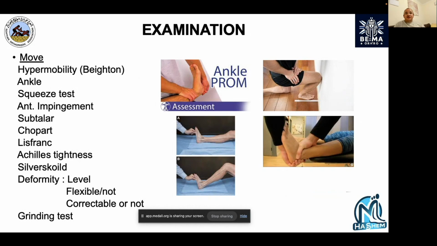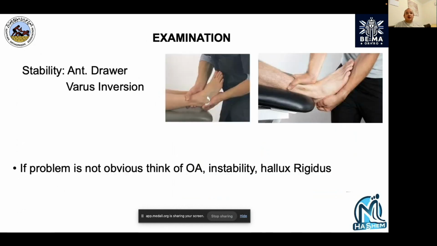Then if you have any deformity, you have to check where the deformity comes from. You may not be able to do this by inspection only. You need to check if the deformity is flexible or not, and whether it is correctable or not. And with hallux rigidus or arthritis of the first MTP joint, you can do the grinding test to confirm if the patient has hallux rigidus or not.